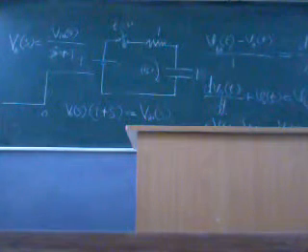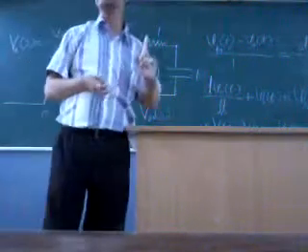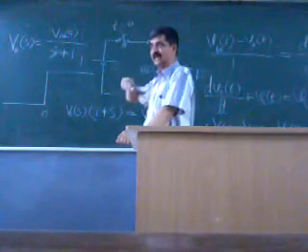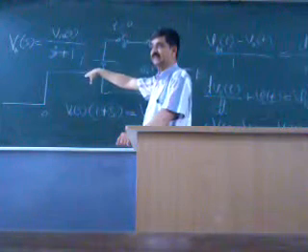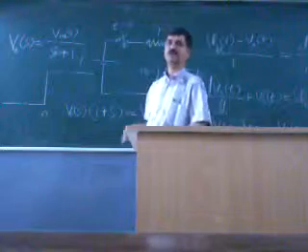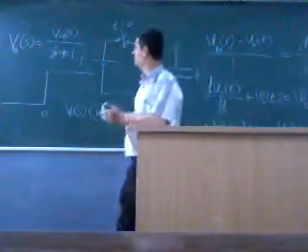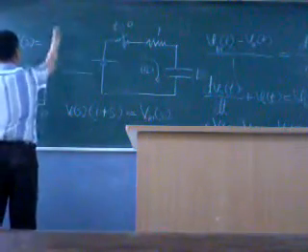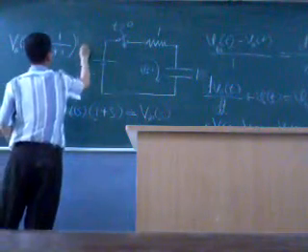So what is Vin(s) now? What is Vin(s)? Since Vin(t) is u(t), it is 0 till t equal to 0, and at t equal to 0 we are making it 1. So Vin(s) is 1 upon s. So now this we can put here separately: that is, 1 upon s plus 1 into bracket Vin(s).